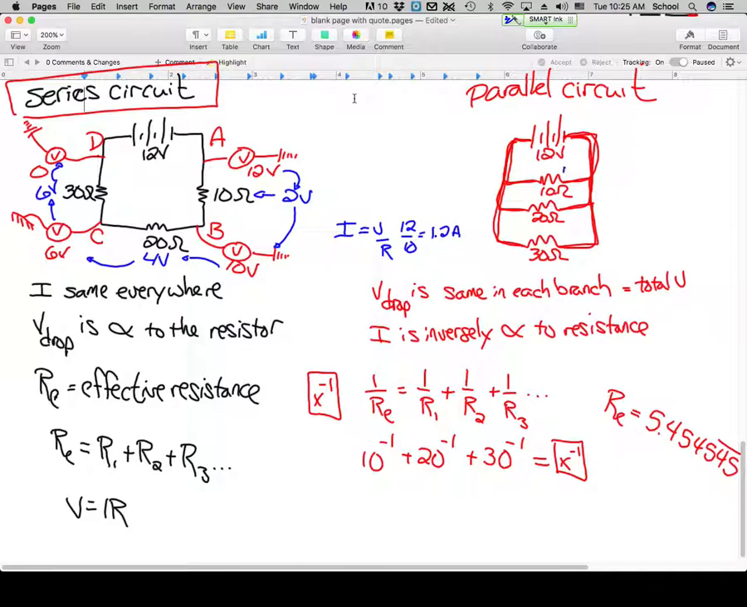So this would be 1.2 amp. But this is going to be 0.6 amp. And then we're going to have 12 over 30. And that's going to give us 0.4 amps. So that's how much current is going to go through the 10 and through the 20 and through the 30. Super duper easy, right? What?